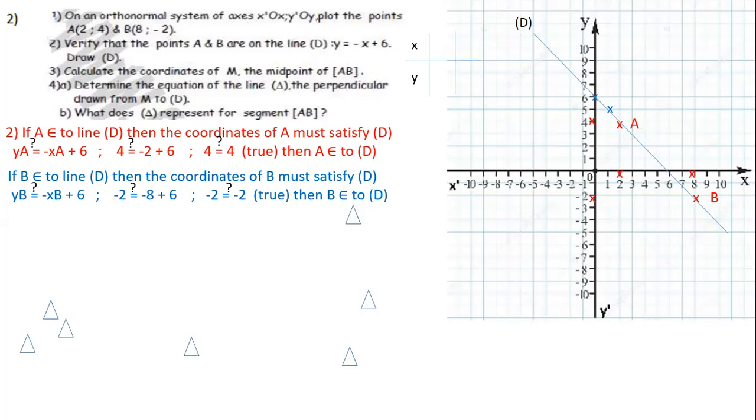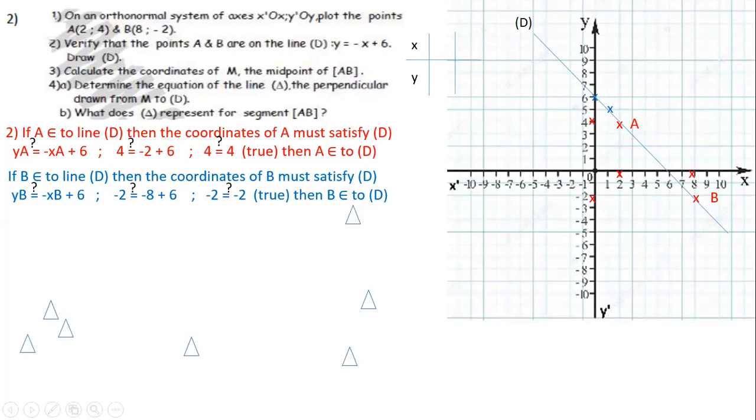I said x is 0, y is 0. But you want to tell me that we should draw a table. Whenever we want to draw a line in a system of axes, we should draw a table.